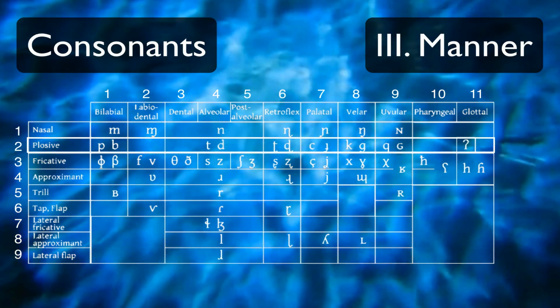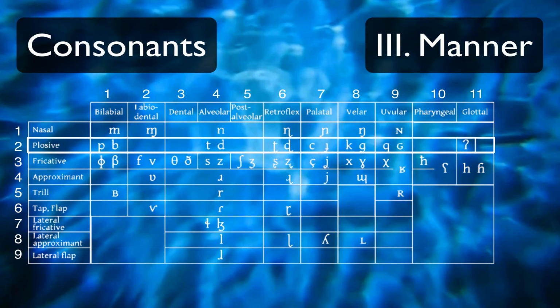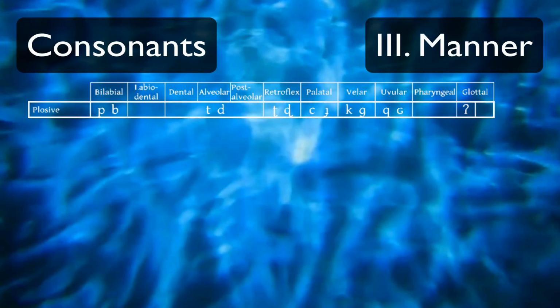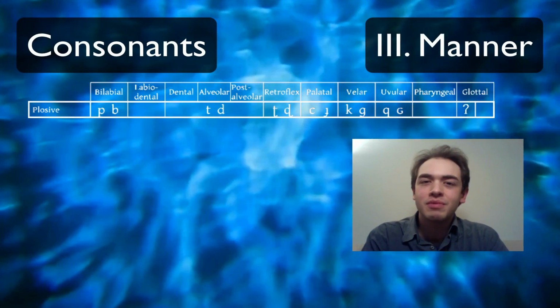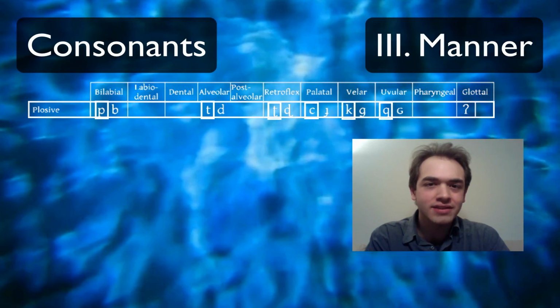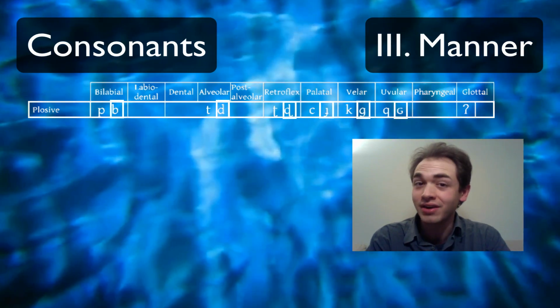Plosives stop the airflow completely, and then air comes through and pops it open in a little explosion of air. You'll notice that they come in pairs. There's one on the left that's voiceless, and there's one on the right that's voiced. Here they are in order.